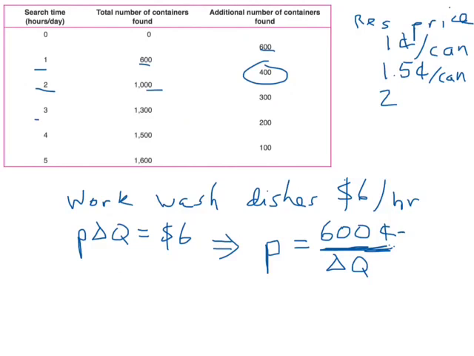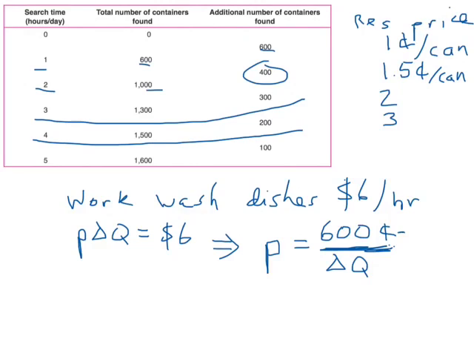a third hour. Notice that third hour gets him 300 more cans. The price would have to rise to 3 cents a can to get him to go that fourth hour. And finally, the price would have to jump all the way up to a sky-high 6 cents per can to get him to spend a full 5 hours looking for cans. That's where that information comes from.